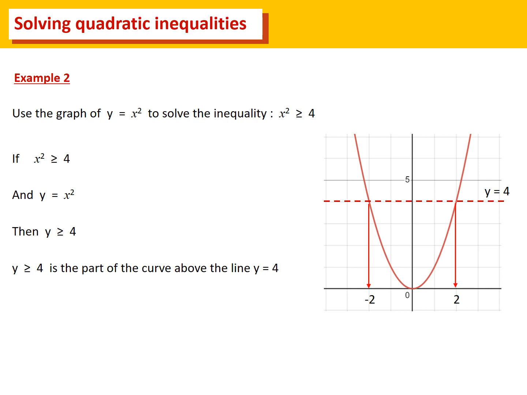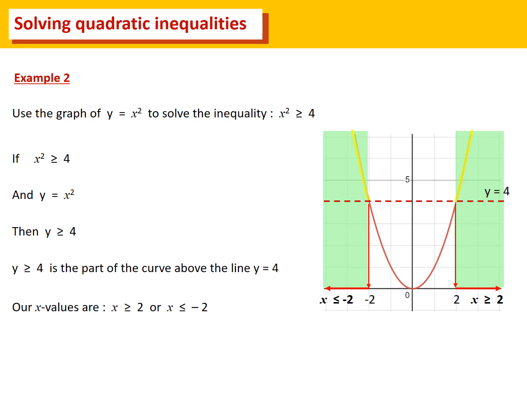And the x values where the line y equals 4 meets the curve are 2 and negative 2. And the yellow bit is the bit of the curve we want. So that's those two green regions for our x values. To the right, that's x greater or equal to 2. And to the left, x less than or equal to negative 2. And those are our x values that solve the inequality x squared greater or equal to 4. And once again, the strictness, i.e. the or equal to in the question, is matched by the or equal to in the answer.